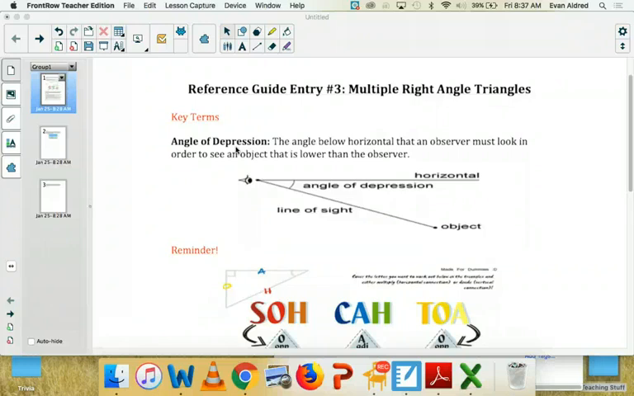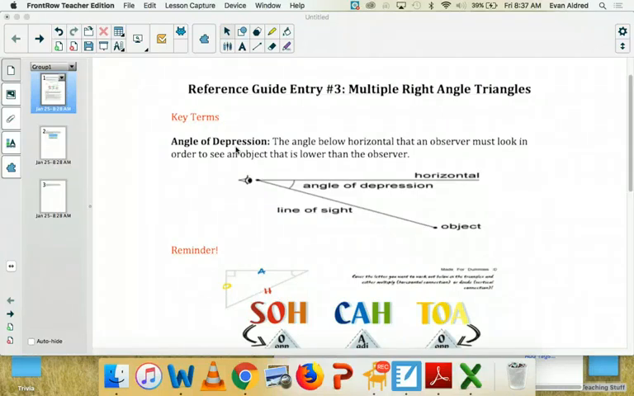And the good news about this is we'll still be using sine, cosine, and tangent. That won't have changed, but we'll just sometimes have to use them 2 or even 3 times within the same problem. So let's take a look at what this will look like. At the top of the reference guide, you'll see a new term. That term is angle of depression.